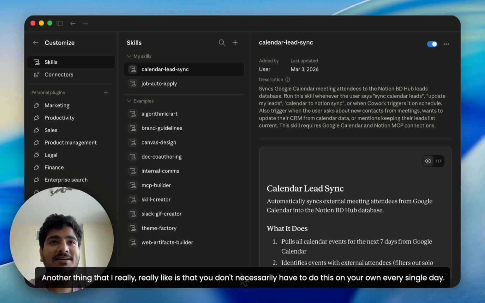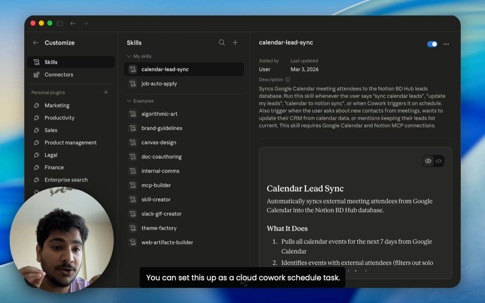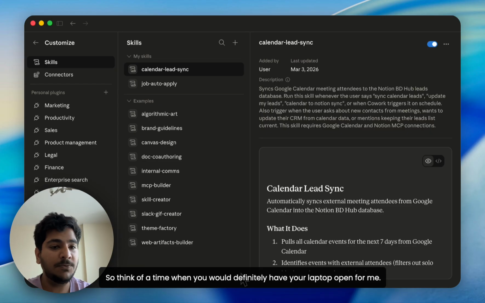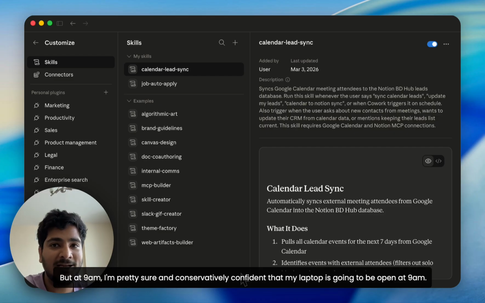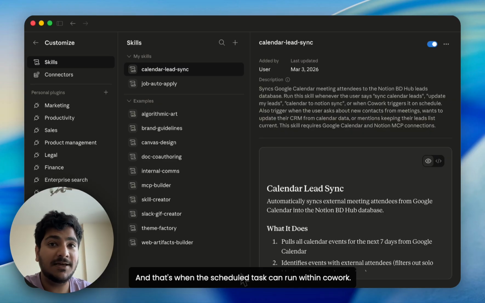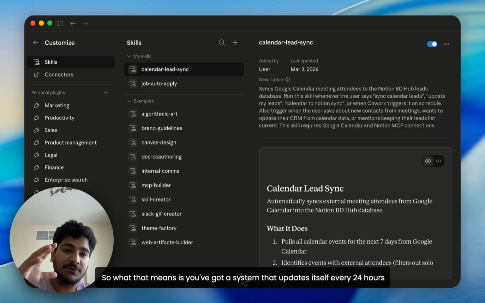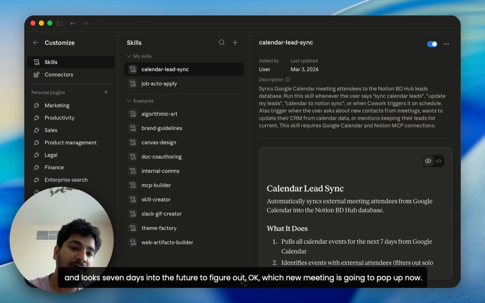Another thing that I really like is that you don't necessarily have to do this on your own every single day. You can set this up as a Claude Cowork scheduled task. So think of a time when you would definitely have your laptop open. For me, it's 9 a.m. I open my laptop way before that, but at 9 a.m. I'm conservatively confident that my laptop is going to be open. And that's when the scheduled task can run within Cowork. So you've got a system that updates itself every 24 hours and looks 7 days into the future to figure out which new meeting is going to pop up. And those people get indexed.